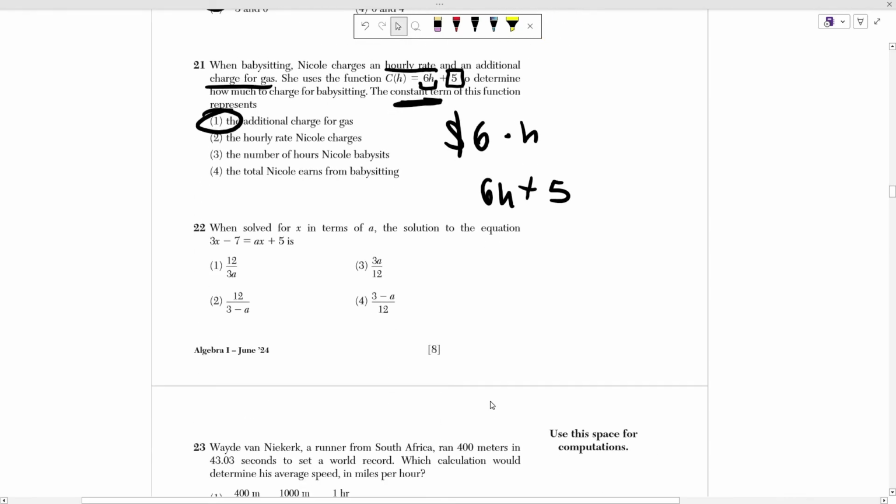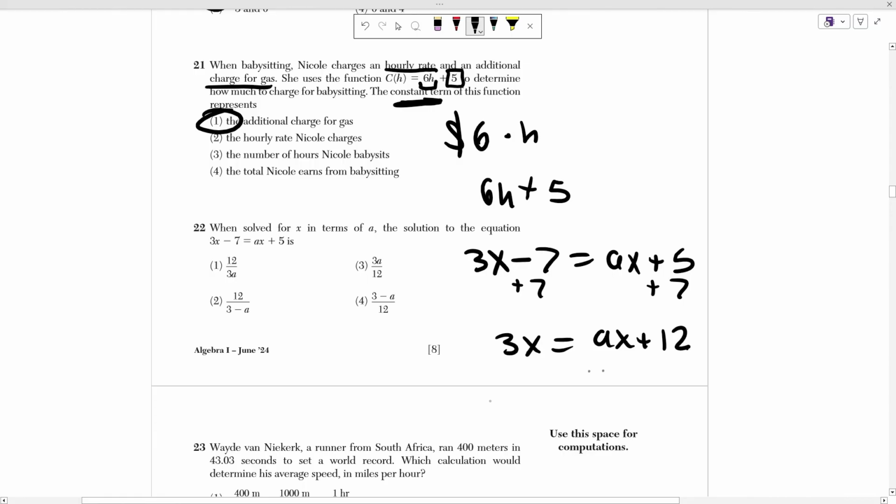22 says, when solved for x in terms of a, the solution to the equation 3x minus 7 is equal to ax plus 5 is what? Well, we're solving for x in terms of a. So what that means is we just need to rewrite this with x on one side and a on the other side, or all the numbers on the other side. So 3x minus 7 is equal to ax plus 5. So I need x by itself, okay? So how am I going to do that? Well, I'm going to add 7 on both sides, right? And I'm going to have 3x is equal to ax plus 12, okay? Then I'm going to subtract ax from both sides, and I have 3x minus ax is equal to 12, okay?